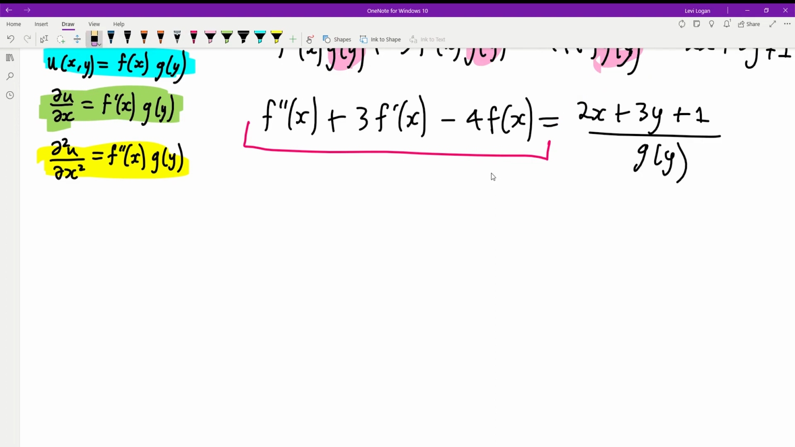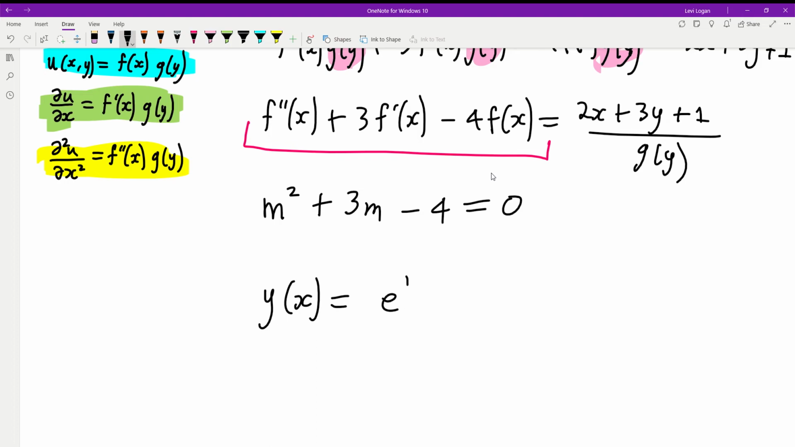So all we're left with is a characteristic equation we can make out of this. The second derivative can be treated as m squared. The first derivative can be treated as m, so we have plus 3m. And then the minus 4 f of x can just be treated as minus 4. Now, the solutions to this characteristic equation usually go into a structure like this. If we have y as a function of x, whatever the answers are will be the powers of this exponential up here.